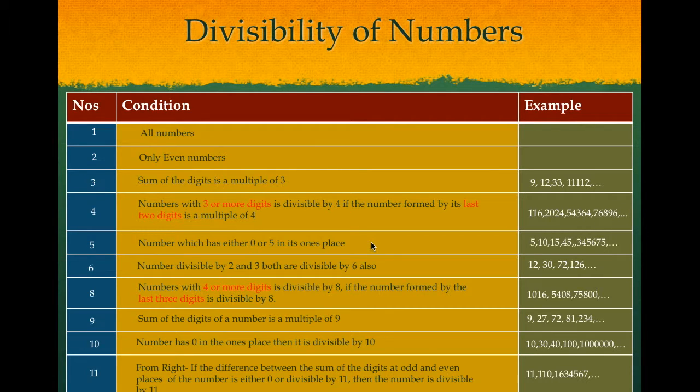Now for 5 it is easy. In the ones place it has to be 5 or 0. Then the number is divisible by 5.